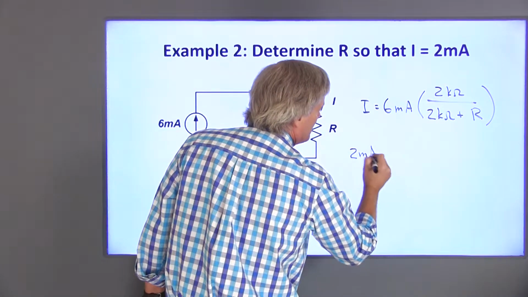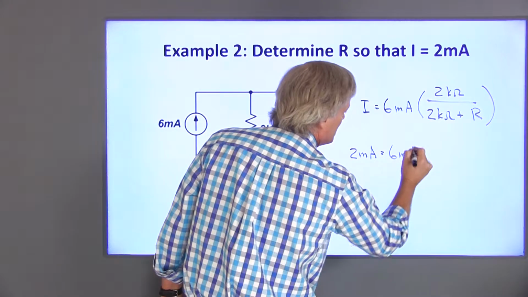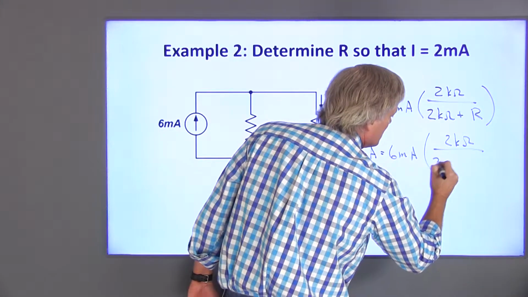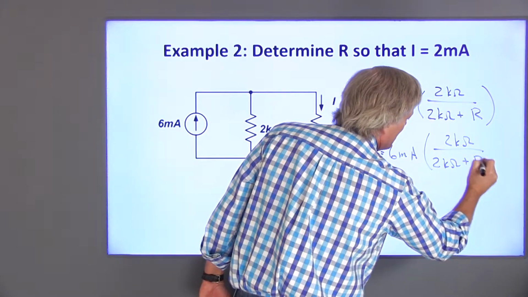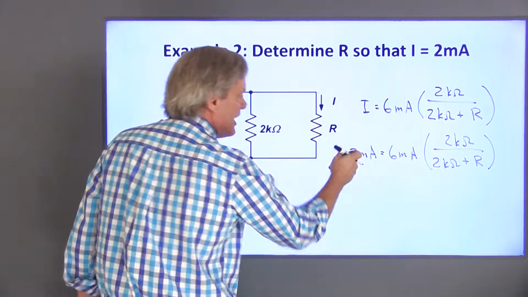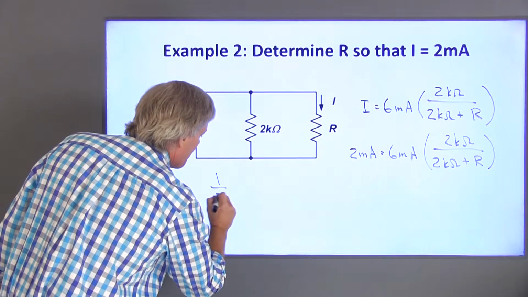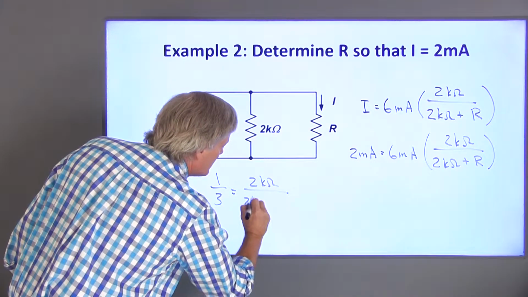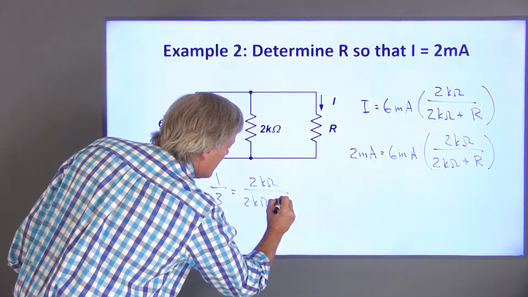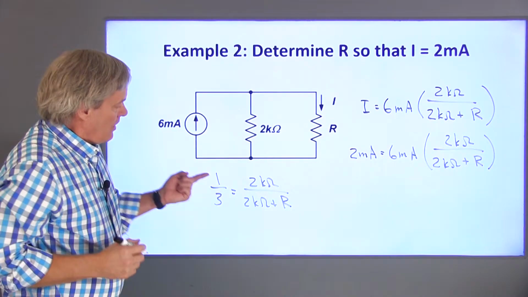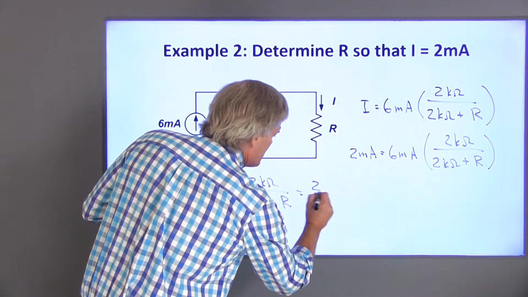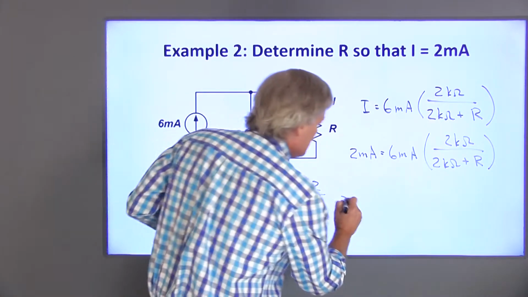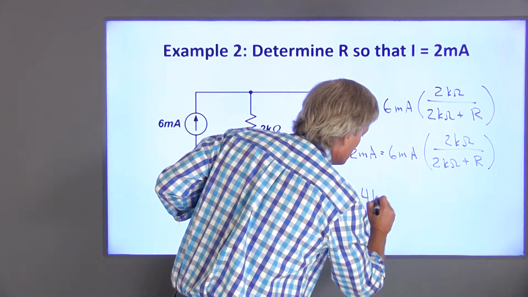So 2 milliamps is equal to 6 milliamps times 2 kiloohms over 2 kiloohms plus R. If I divide through by 6, I get 1/3 is equal to 2 kiloohms over 2 kiloohms plus R. 1/3 is equal to 2/6. So I have 2 over 6. R has to be 4 kiloohms.